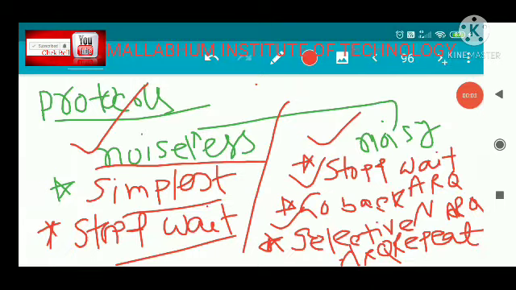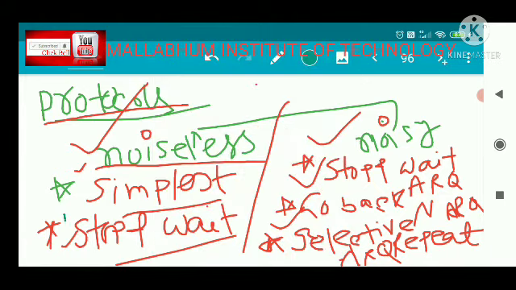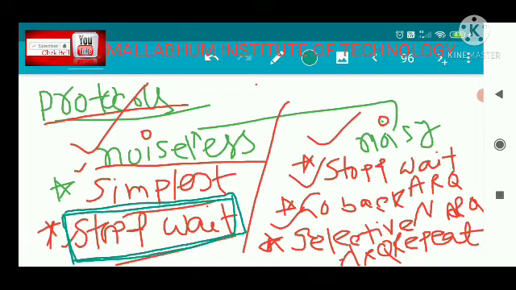In the protocols we have said that there are two types of channel protocols. The first one is for the noiseless channel, and the second one is for the noisy channel. For the noiseless channel, this is the simplest protocol and the stop and wait protocol. So we will discuss the stop and wait protocol. It is a very simple protocol to discuss, so we will not concentrate on it for long.